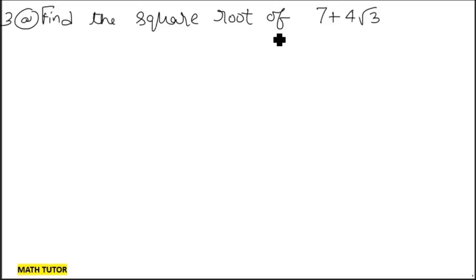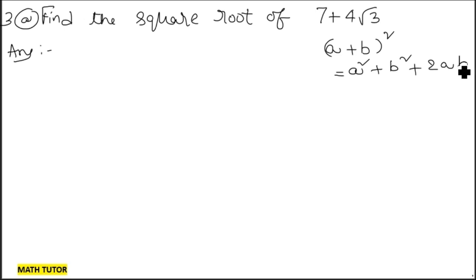Find the square root of 7 plus 4 root 3. So here, if you remove the first question, it is the same as this. What we need to do is find A and B. We have to represent it in the format of A plus B whole square. What is A plus B whole square? A square plus B square plus 2AB. Okay, so let us start. Square root of 7 plus 4 root 3.